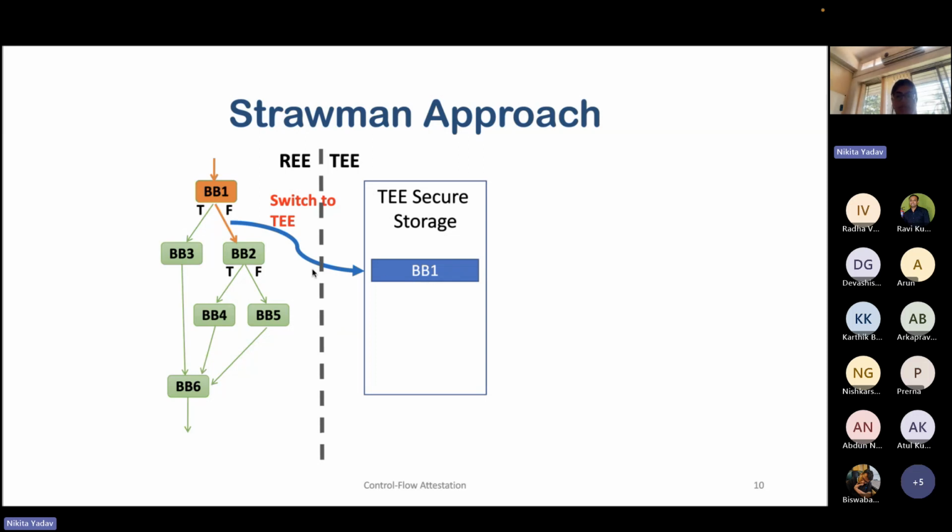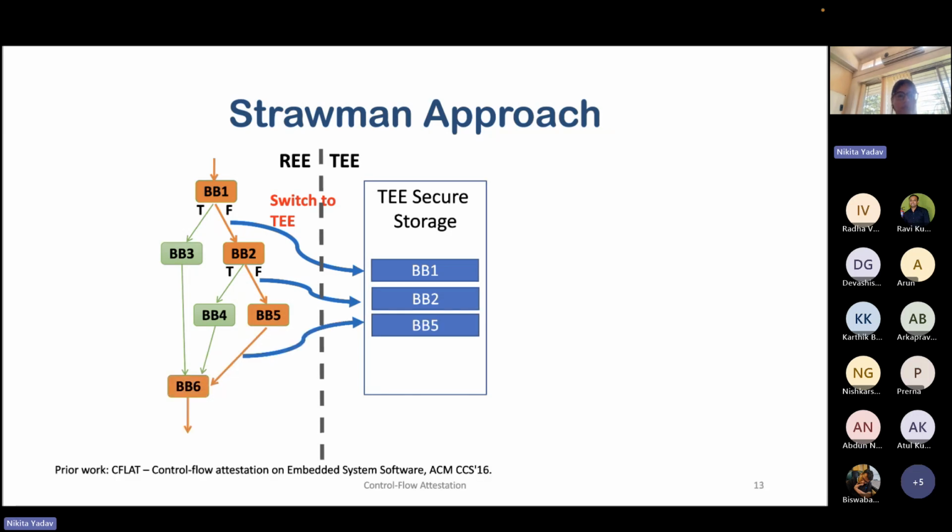Now, next, when basic block 2 is executed and it takes the false branch here, then again we will have one instrumentation which is going to switch to the TEE and record that BB2 was executed. Similarly, when BB5 executes, we are going to record BB5, and when BB6 executes, we record BB6. Now, this approach was proposed in the C-FLAT paper.